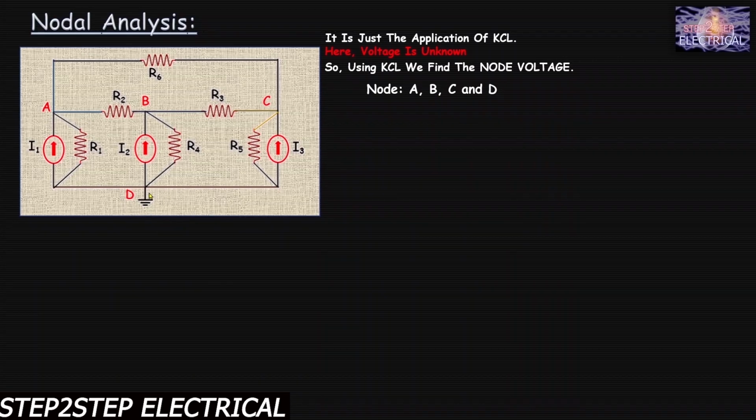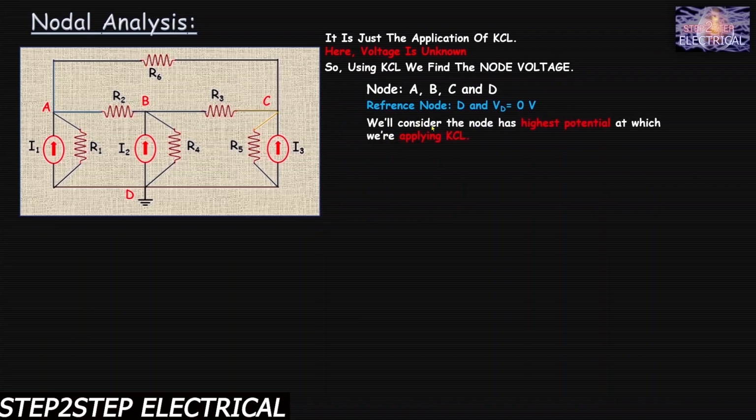Now we have to assume one thing: we see here it is grounded, and this node is known as a reference node. So we assume node D as the reference node. VD is equal to 0 volt. We have to consider that the node on which we are applying the KCL has the highest potential. This is the thing that we use while solving our network using nodal analysis. Now once again I would like to recall the KCL equation: current entering is equal to current leaving at any node, at any junction. You must understand this, and we have very clearly discussed it in KCL and KVL.